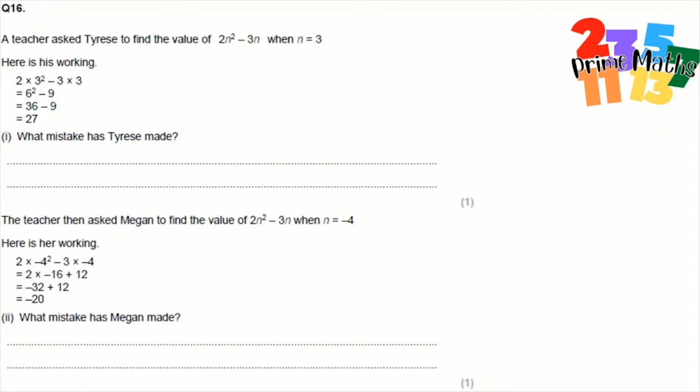Question 15. Tyrese made a mistake when doing 2 multiplied by 3 squared. He needed to do 2 multiplied by 9, which is 18. You could write that he hasn't used BIDMAS, but we needed to square first before we multiplied by 2. Megan's made a mistake squaring minus 4. Minus 4 squared is 16, not minus 16.